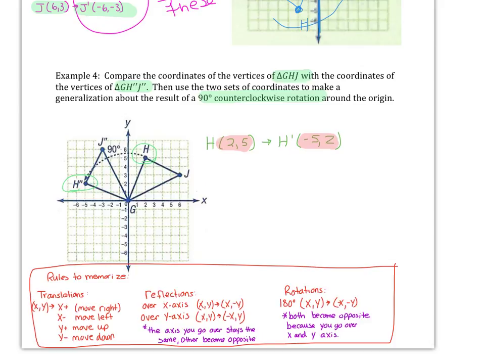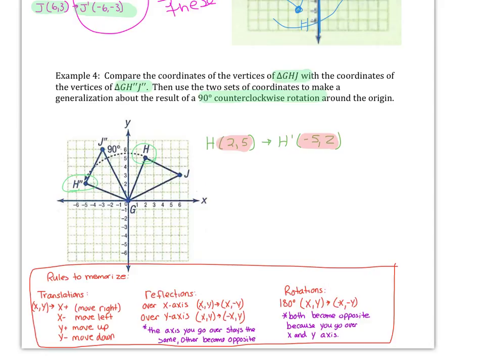So it wasn't like the numbers changed. They're just in a different order, and one of them became the opposite. So if you see both opposites, that's rotate 180. If you see one opposite and one the same, that's one of the reflections. Translate is when you're adding or subtracting, so the numbers are changing. So if you see that the numbers are the same and in a different order, right away that should be your clue that it's going to be rotate 90 degrees.